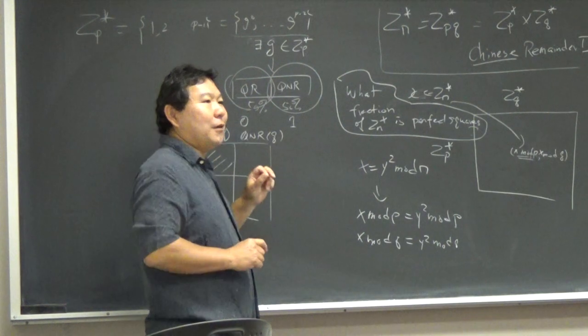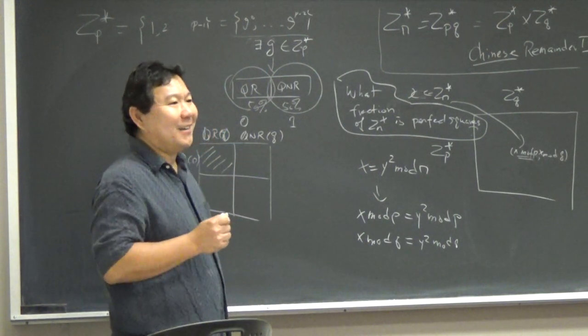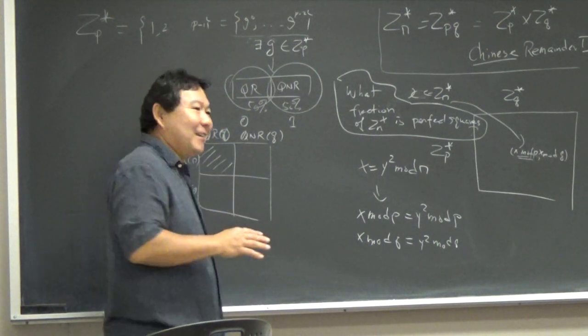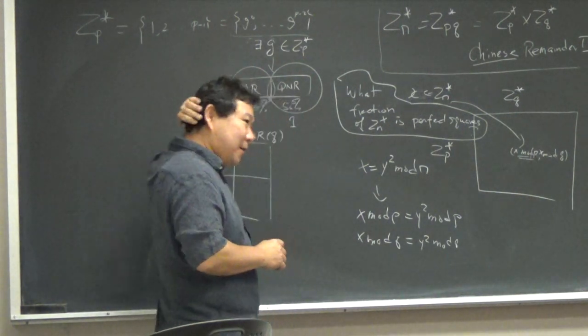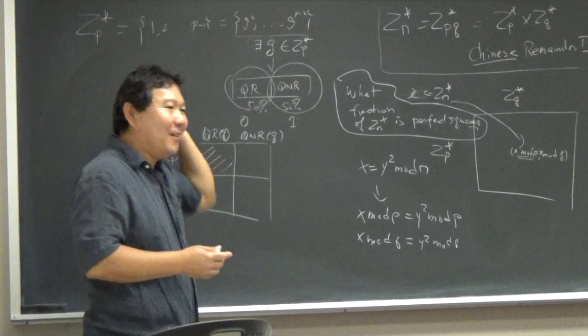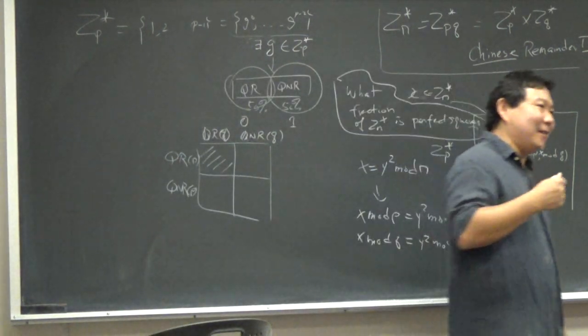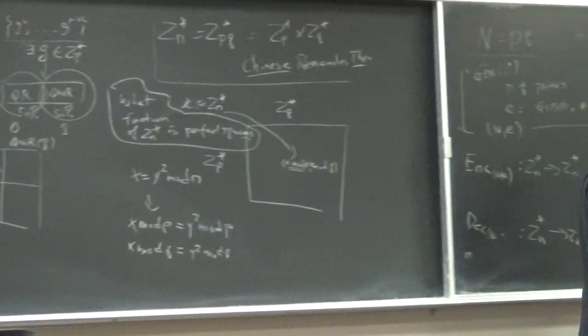What's Q and R? Quadratic non-residue, non-perfect square. Okay. Yeah, so that's why I write that down here. I like the word perfect square. Somehow I knew it's fancy to say the other way. Perfect square has special meaning in my head.